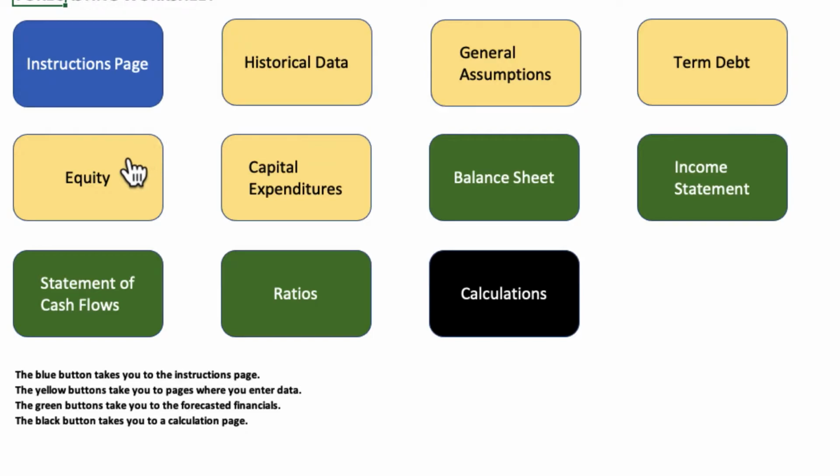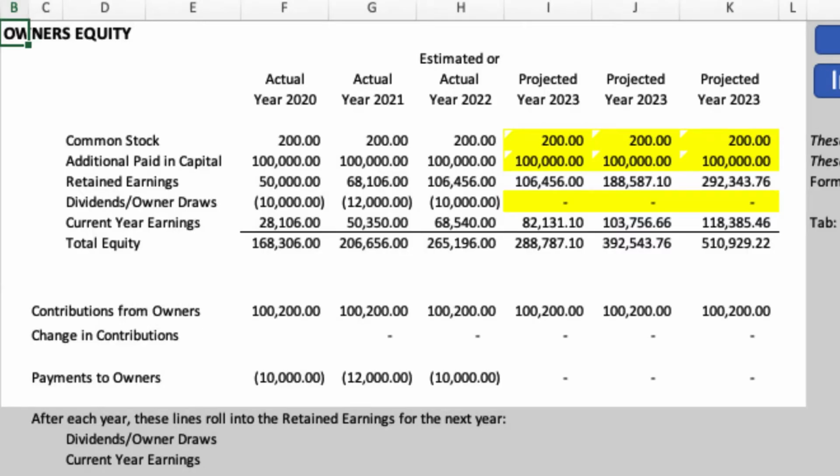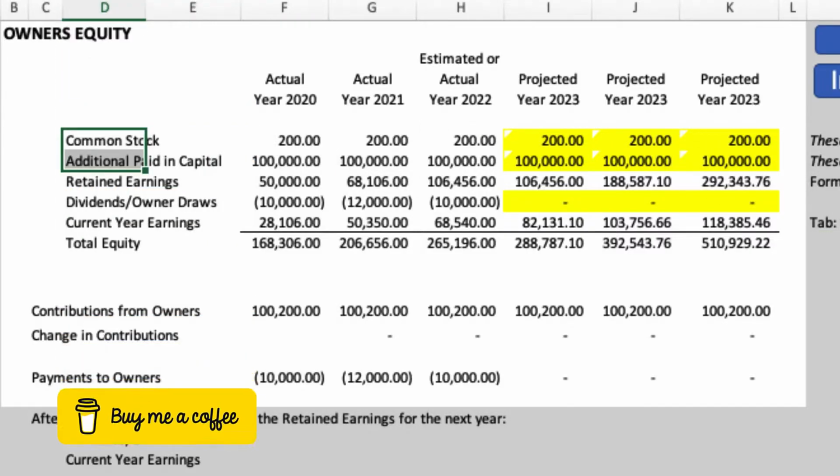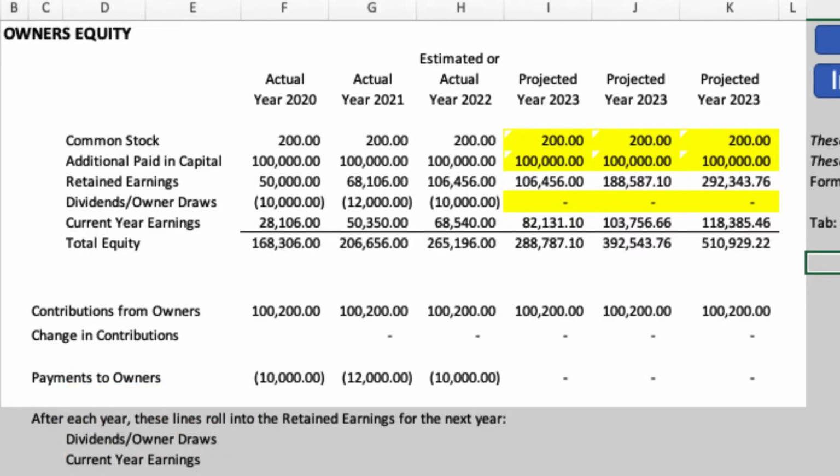So the next section I have is equity. And often there's not a lot done with this section. The first section, common stock and additional paid-in capital. Now, depending on the structure of your company, the labels may be a little different, not to be alarmed. But these first two sections really only change if you are going to sell more shares of your company or you're going to buy out somebody.